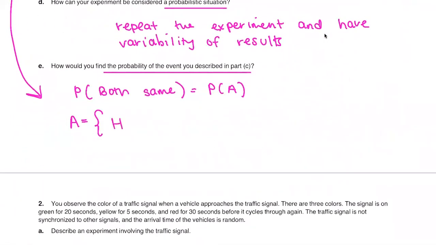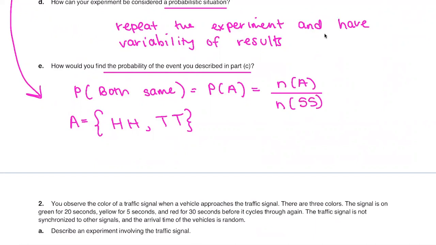We could have heads and heads, both penny and dime are heads, or we could have tails and tails. And so both coins are tails. The probability of an event is actually the size of its sample space divided by the size of all of the outcomes, so the total sample space. And I'm using a lot of words intertwined.